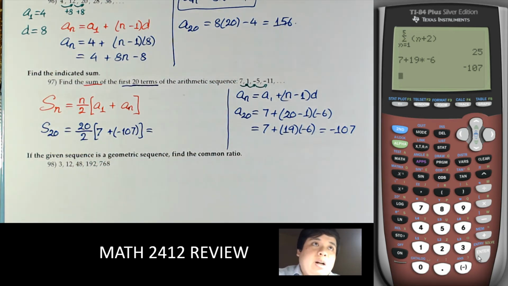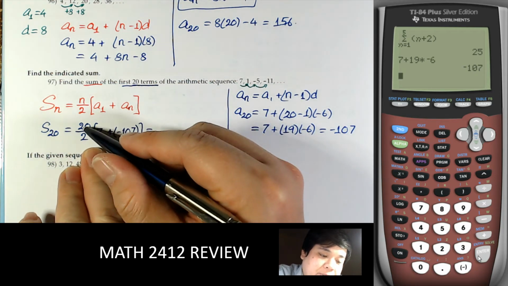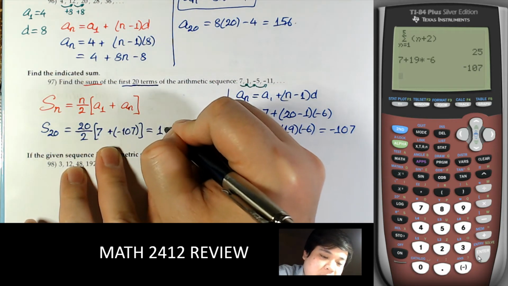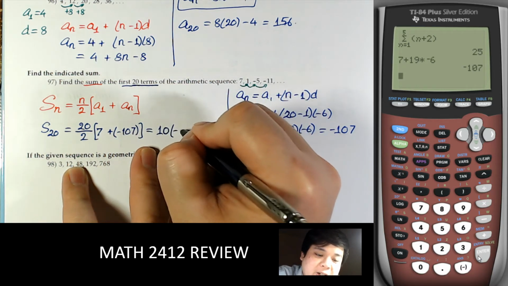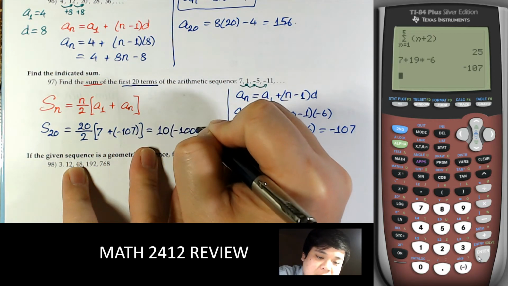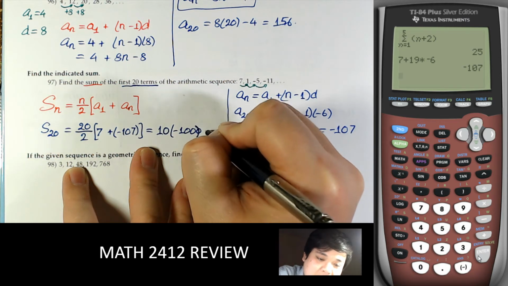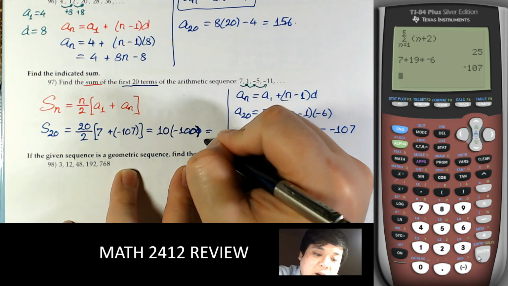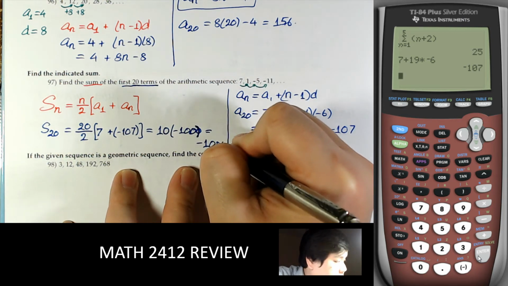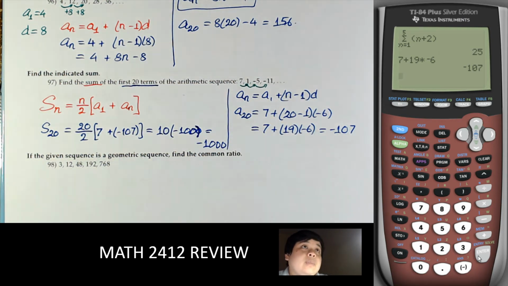And we combine this. 20 over 2 is 10, times 7 minus 107. That's negative 100. 10 times negative 100, so that is negative 1000. Right, that's what we have.